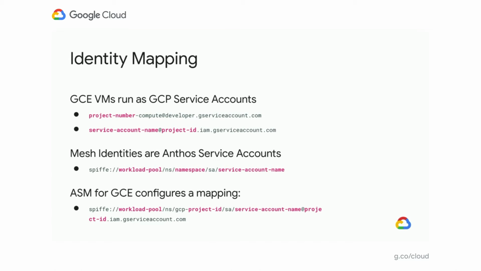So mesh identities are basically 3 parts. They are a trust domain or a workload pool, which identifies the source of the identities.